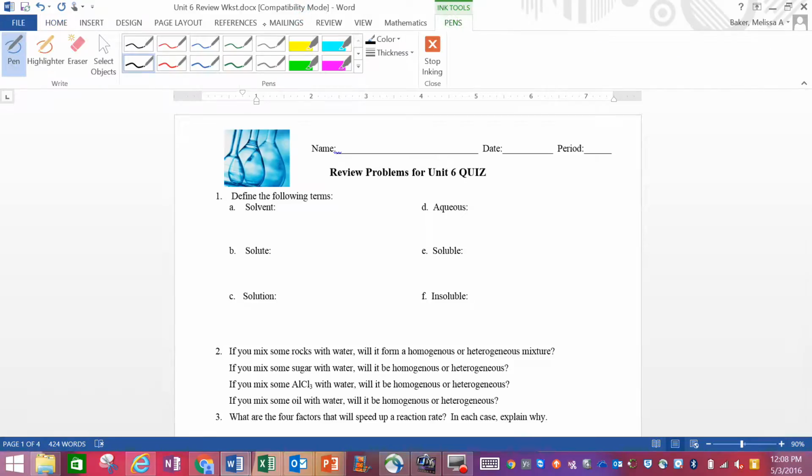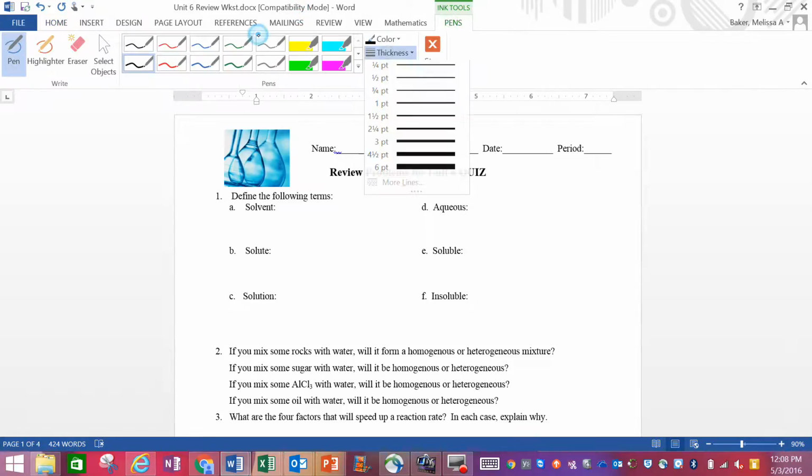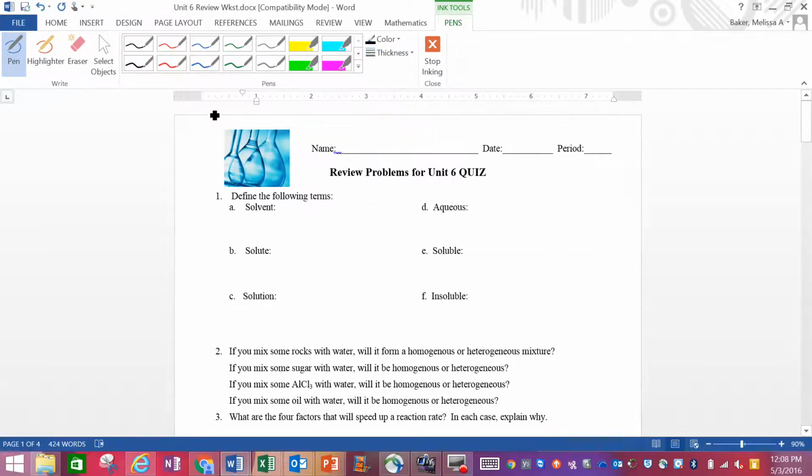All right, we are going over the Unit 6 review, getting ready for that Unit 6 quiz. So number 1 has a whole bunch of terms that you need to know. So what is the solvent? That's the thing something is dissolving in. So we'll call it the dissolving substance.